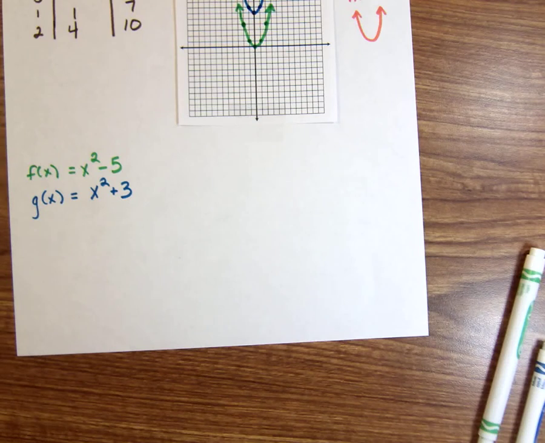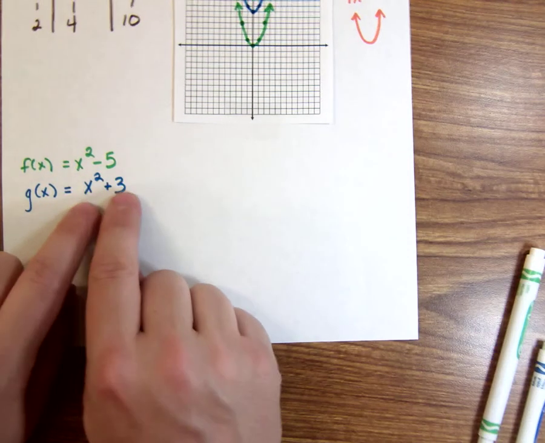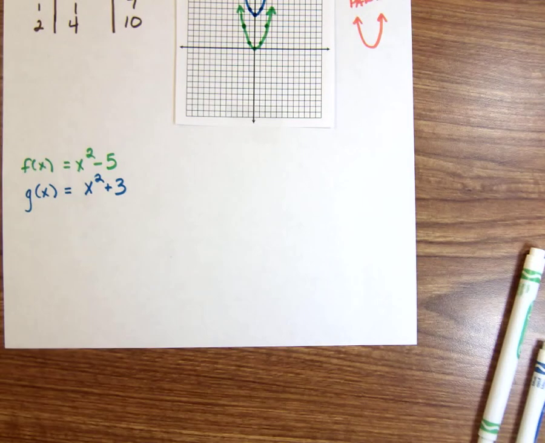What's going to happen to the minus 5? This is going to be lower. Right. On the bottom. So this one's going to take the parent function x squared and drop it down 5 units. And this one's going to take the parent function of x squared and raise it up 3 units. So how far apart will these two parabolas be? 2? No, because it's a negative 5 to a 3. It's going to be 8. They're going to be 8 units apart.